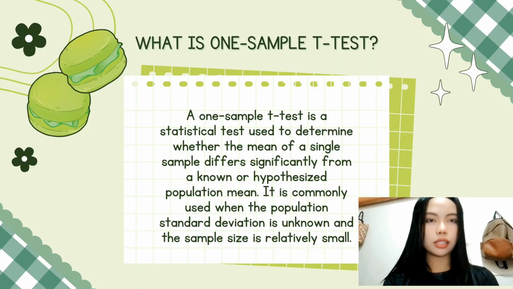So what is one sample t-test? A one sample t-test is a statistical test used to determine whether the mean of a single sample differs significantly from a known or hypothesized population mean. It is commonly used when the population standard deviation is unknown and the sample size is relatively small.